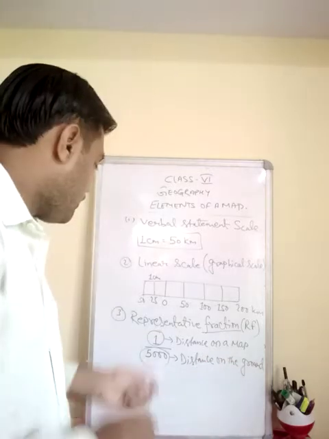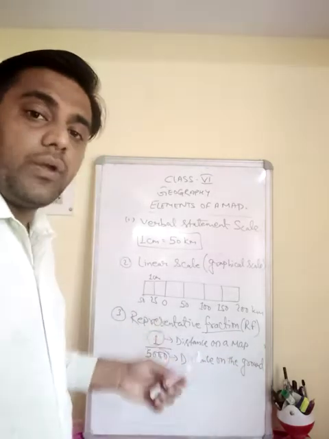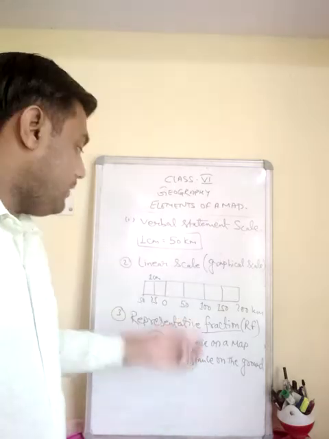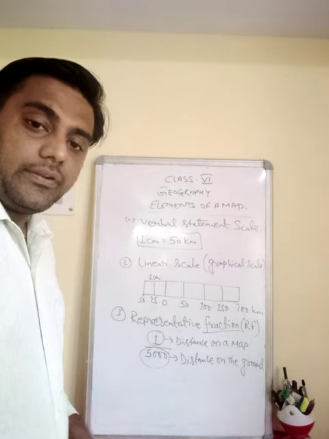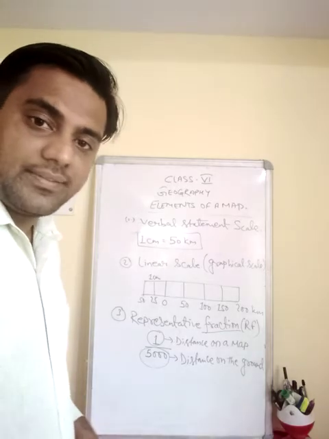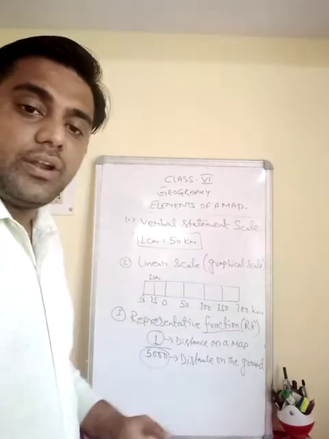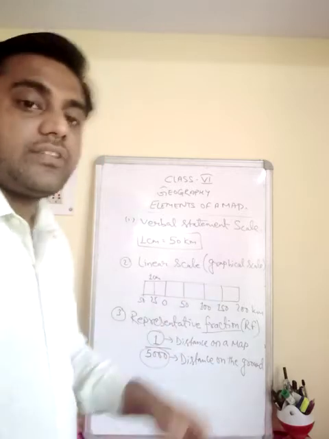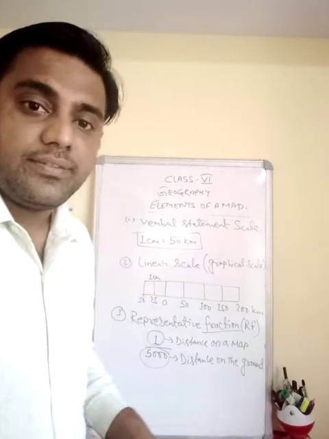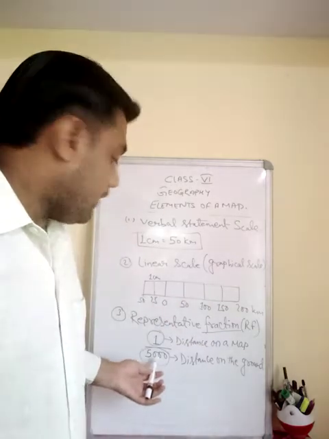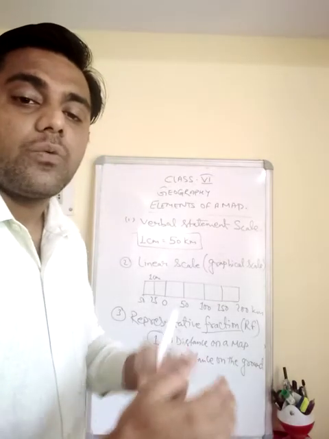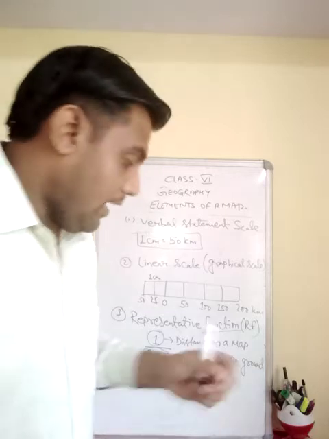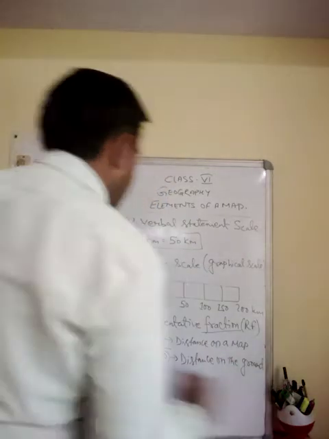So always the top one is in centimeter. Now in a representative fraction, if the top one is in centimeter, that means the denominator will also be in centimeter. So like I told you earlier, if we want to know the actual distance on the ground, that is the kilometer distance, then we will have to convert this into our required unit. I'll show you how to do that.